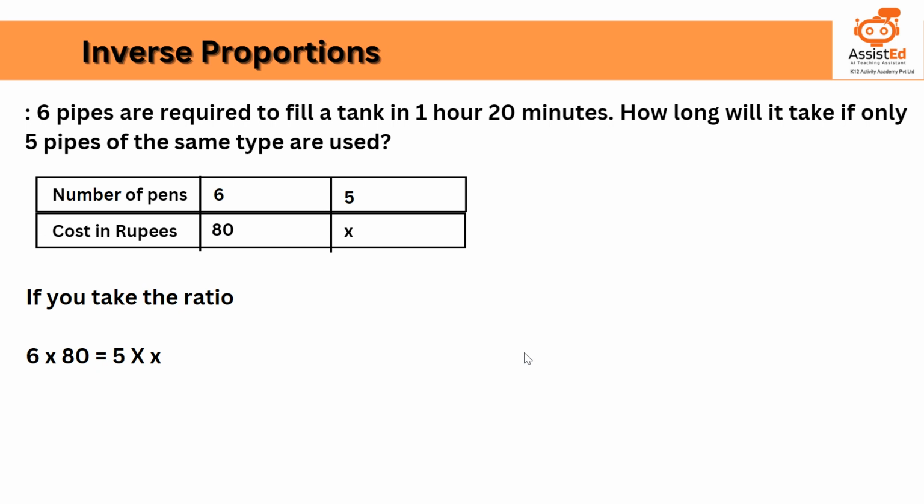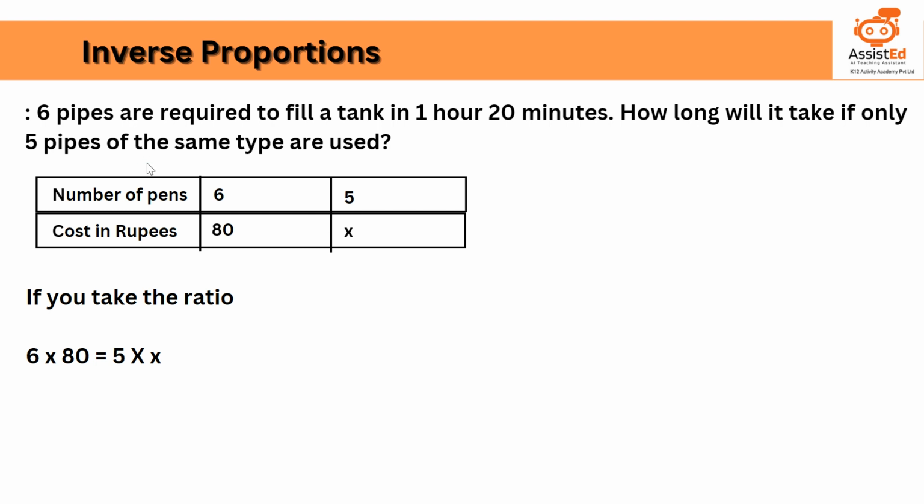Let's solve a problem over here. We have 6 pipes that are required to fill a tank in 1 hour 20 minutes. So you have 6 pipes, you have a tank, and it fills up in 1 hour 20 minutes. Now, how long will it take for only 5 pipes to do the same?